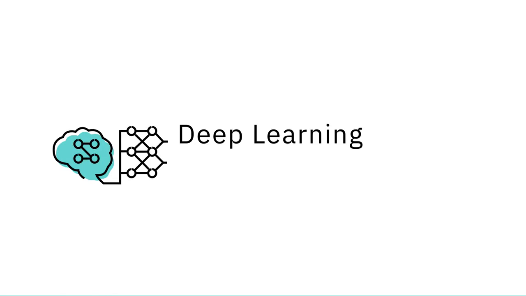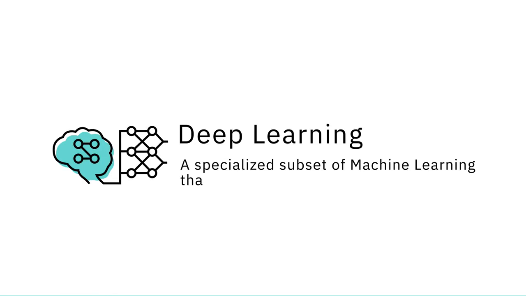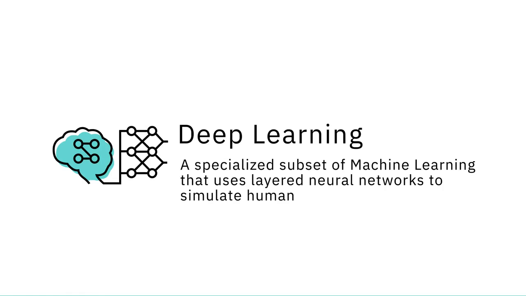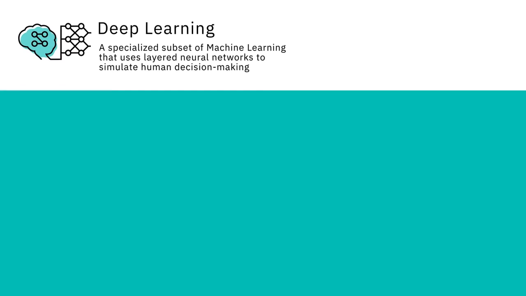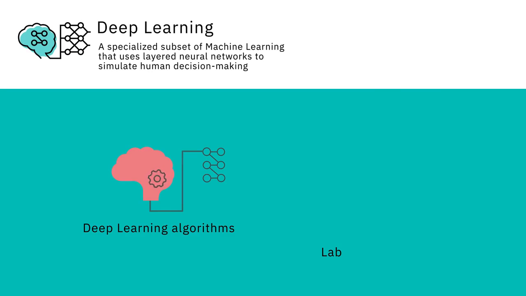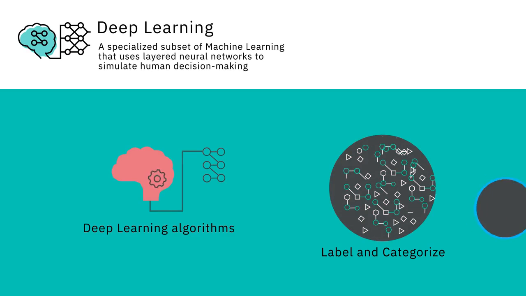Deep learning is a specialized subset of machine learning that uses layered neural networks to simulate human decision-making. Deep learning algorithms can label and categorize information and identify patterns. It is what enables AI systems to continuously learn on the job and improve the quality and accuracy of results by determining whether decisions were correct.